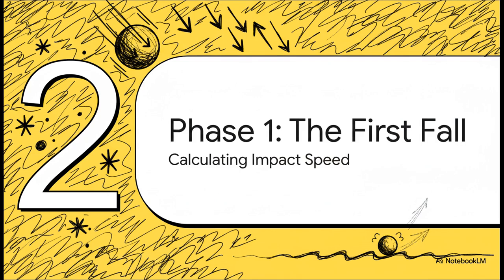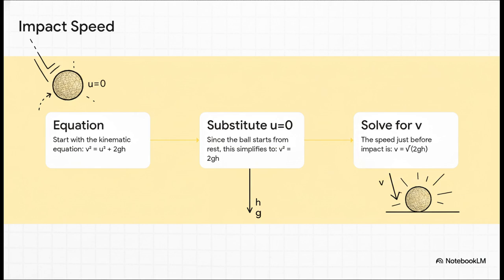Let's get to our first real calculation. Before any of the interesting bouncing stuff happens, this is just a simple freefall problem. We need to figure out just how fast that ball is going at the exact moment of impact. You've probably seen this a million times in kinematics, right? v squared equals u squared plus 2gh. Since the ball just drops from rest, that initial velocity u is 0, which makes our lives easier. So v squared is just 2gh. That means the speed v right before it hits is the square root of 2gh. And remember, that velocity is pointing straight down. Let's tuck that result away, put it in our back pocket. We are definitely going to need it soon.